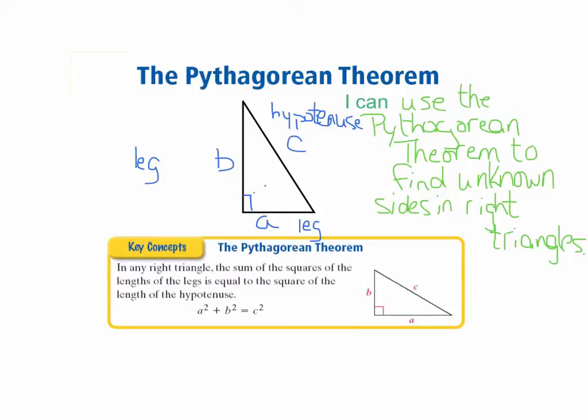Remember that the right angle box always points to C. C is always across from the right angle. And we found, using the cutouts and the squares on the triangle that we worked with in class, that a squared plus b squared equals c squared. And that's what we're going to use to find sides we don't know in right triangles.